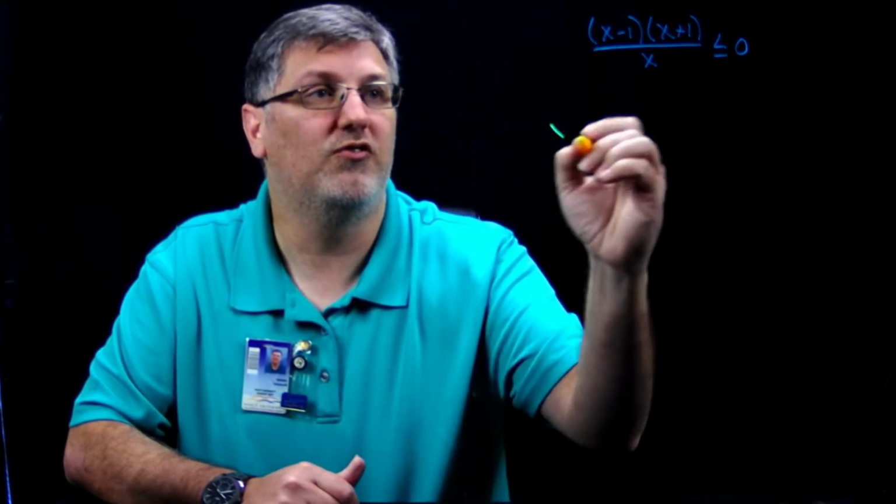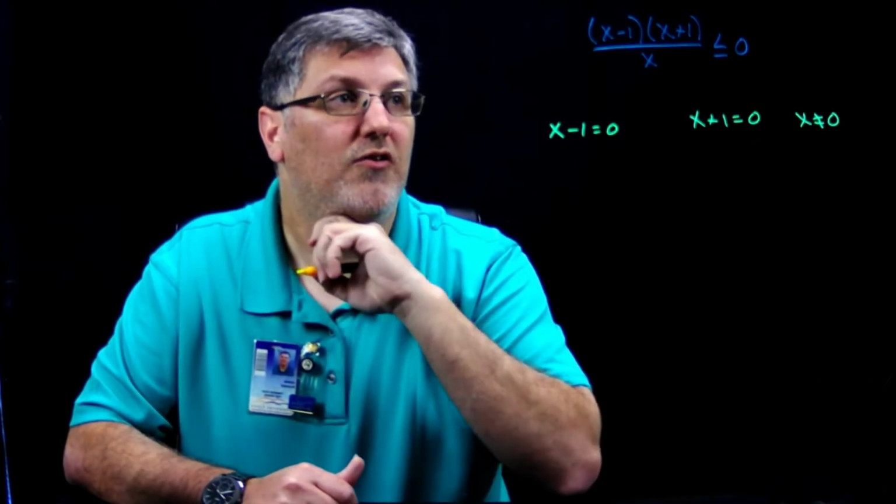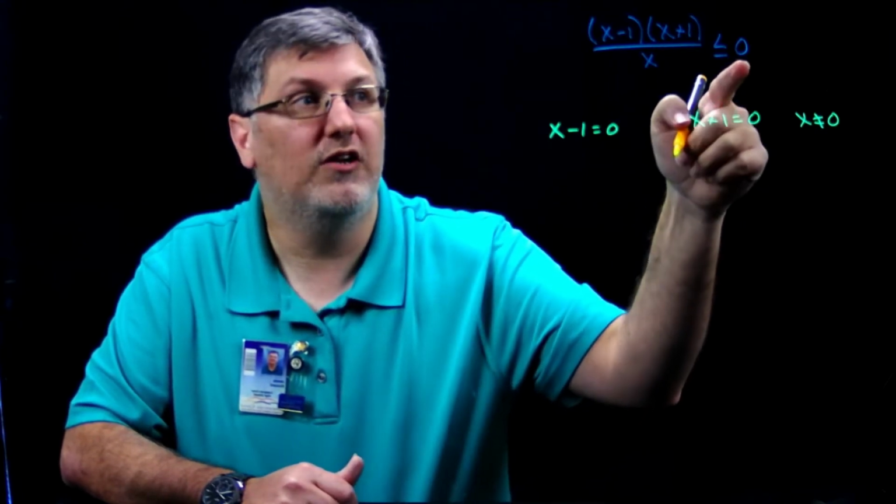What we're going to do is take my numerator and set it equal to 0. So x minus 1 equals 0. x plus 1 equals 0. And then I also need to look at my denominator. I'm going to set that not equal to 0. So I'm going to say x cannot equal 0. The reason why is because it's 0 here.